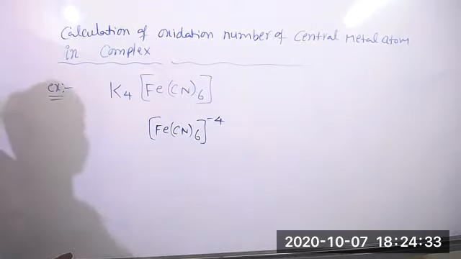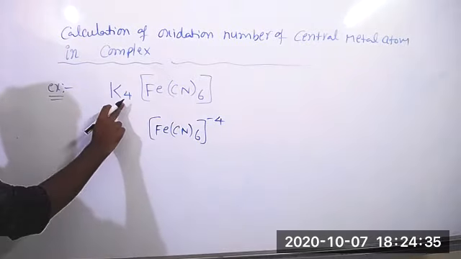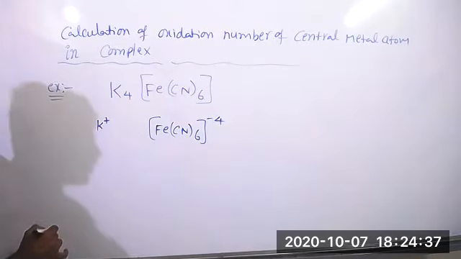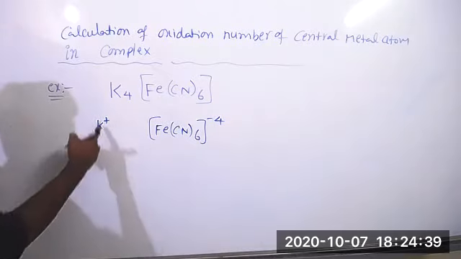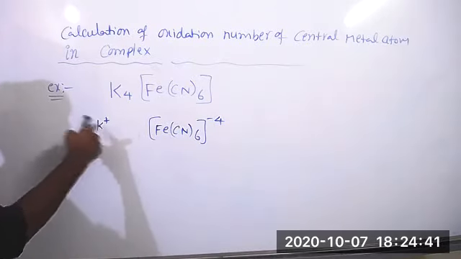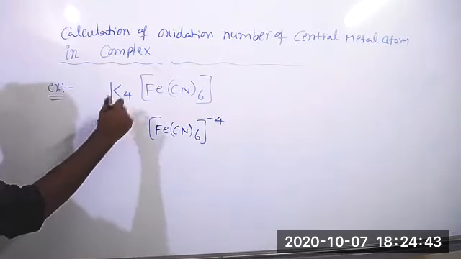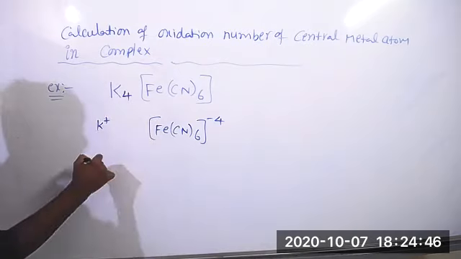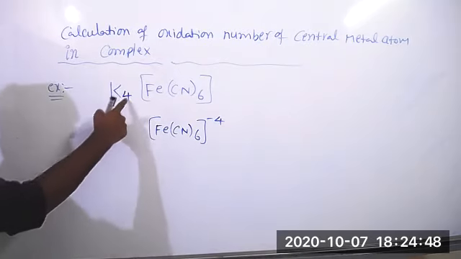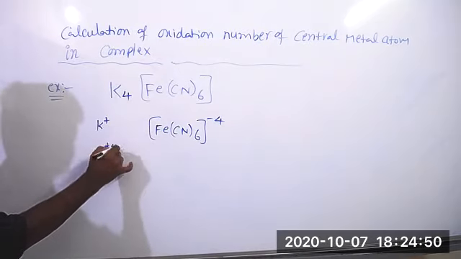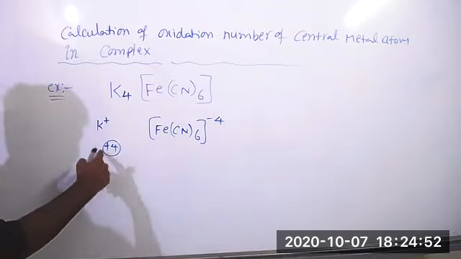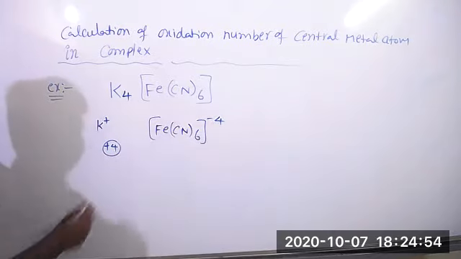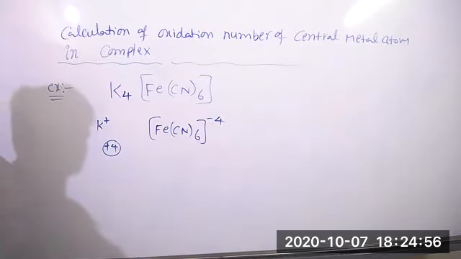Why is it -4, sir? See, potassium carries +1 charge, right? Yes. Sodium, potassium, lithium, all carry +1 charge in their group. So here we have 4 potassium atoms. One potassium carries +1, 4 potassium carry +4 units of charge. We write the counterbalance like that.